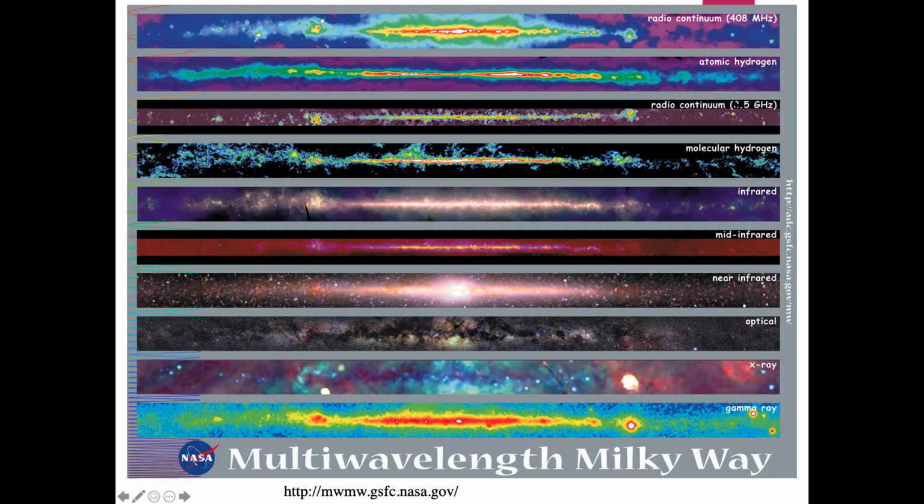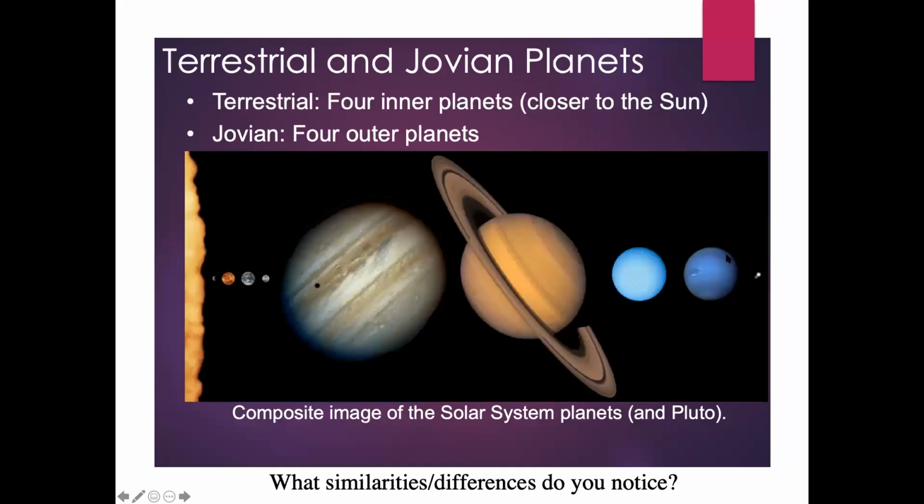So let's move on. We're going to talk about now the planets in our solar system, and we'll briefly touch on the sun as well. So we have two categories of planets, and each category has four planets within our solar system. We have terrestrial planets and we have Jovian planets. A terrestrial planet is a planet that is rocky, that has a solid surface.